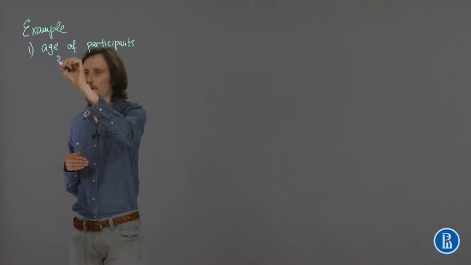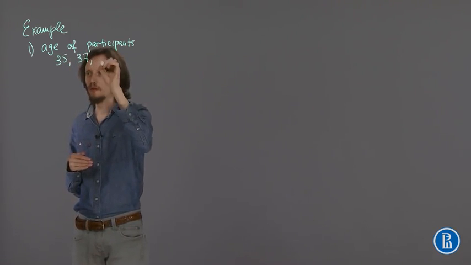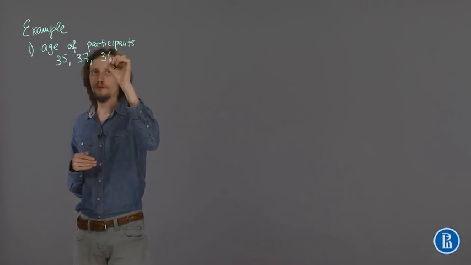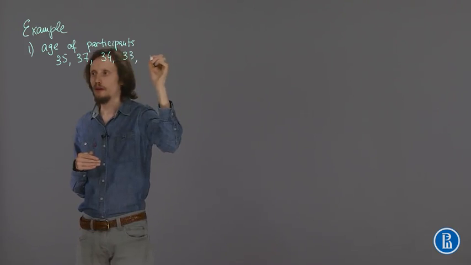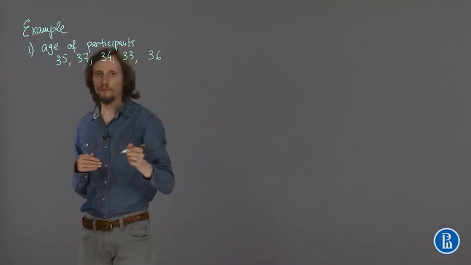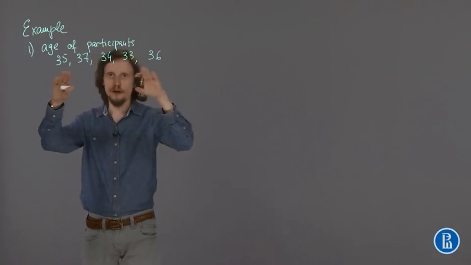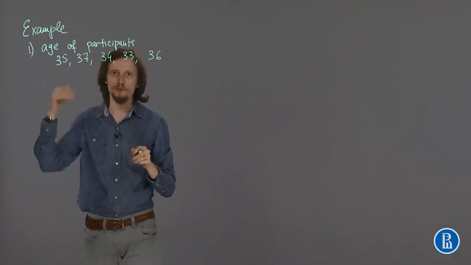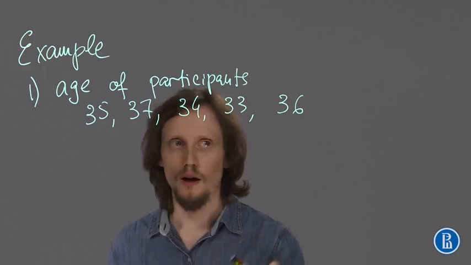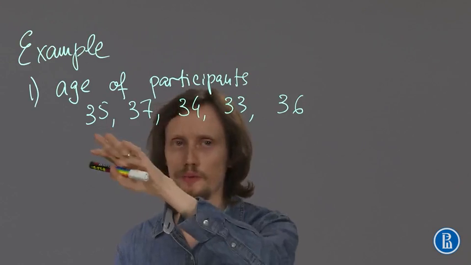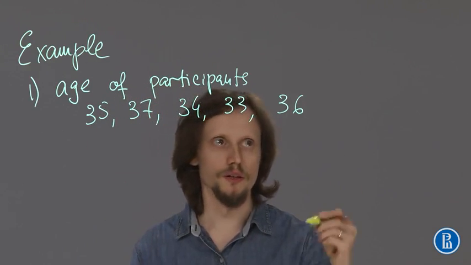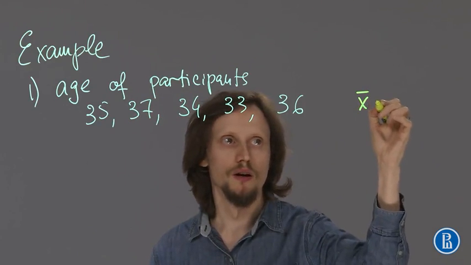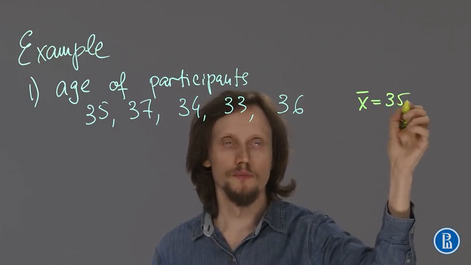For example, 35, 37, 34, 33, and 36. What is the average age of participants in this study? You can find the arithmetic average of these numbers and find that the corresponding average equals 35.